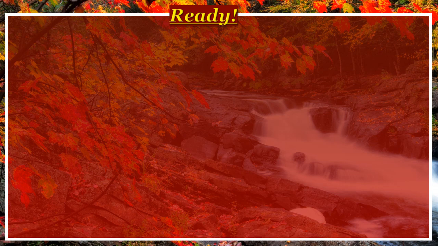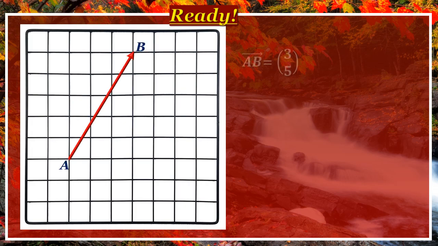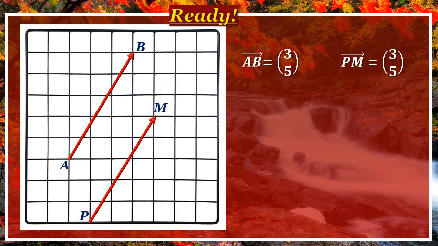So I have the vector AB. We're starting at A, and notice we're heading towards B. In column form, it is 3, 5. We're going to look at that and compare it with the vector PM, starting at P and ending at M. Notice as a column vector, it is also 3, 5.